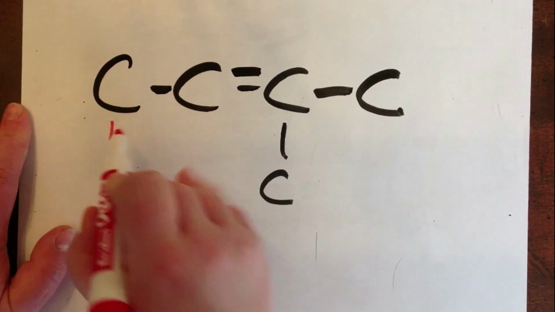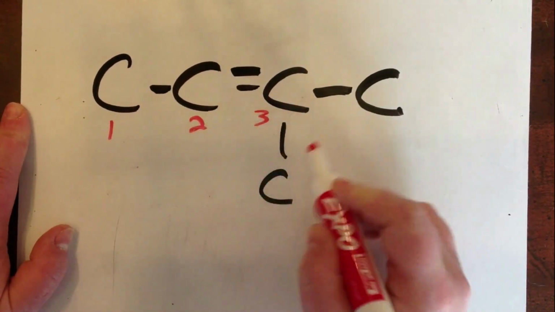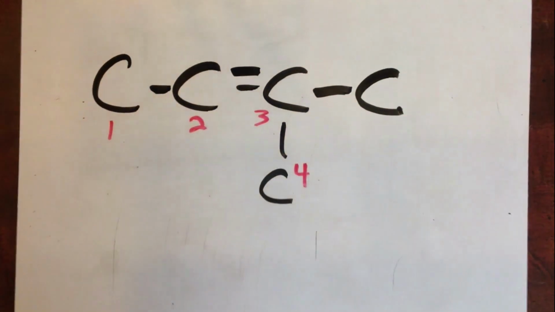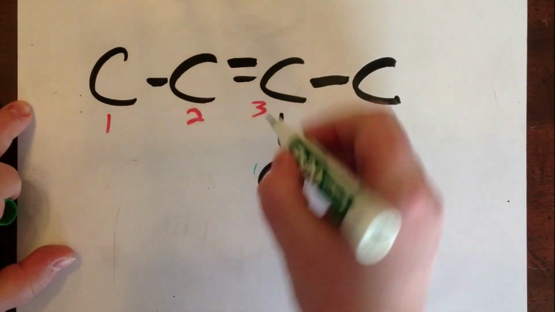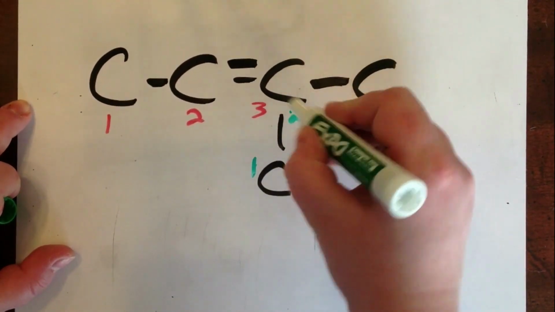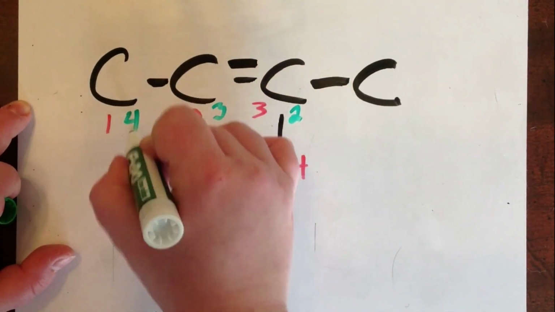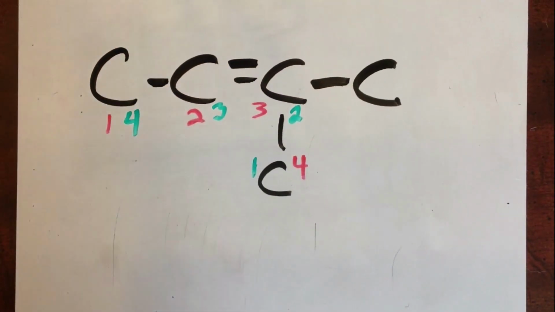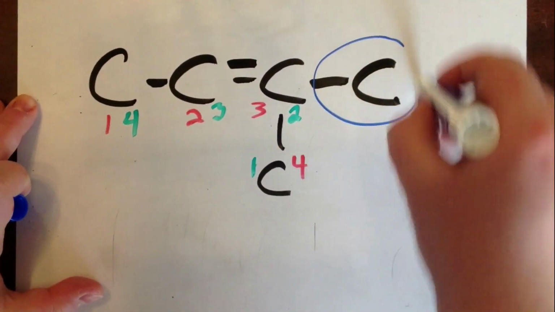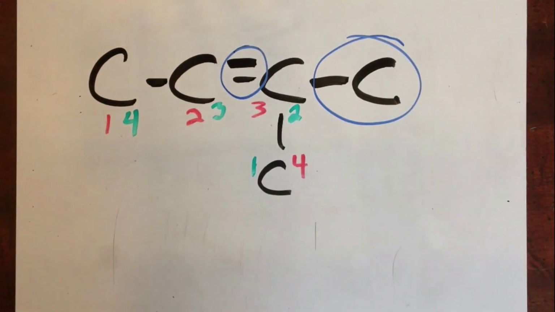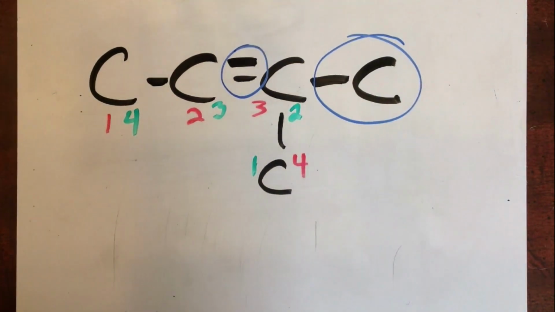Again, we're going to number from both sides. 1, 2, 3, 4. And 1, 2, 3, 4. Now the 2 things that I'm going to need to locate are the branch and the double bond. So again, we want to look at the numbers.